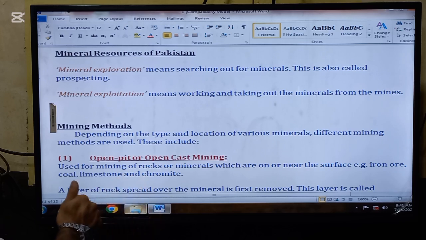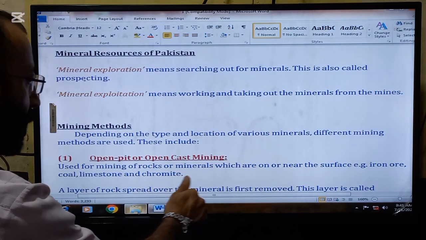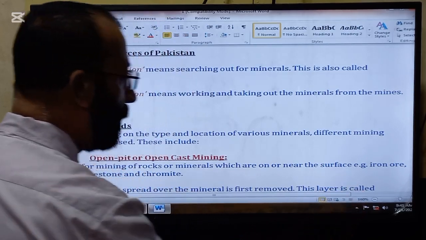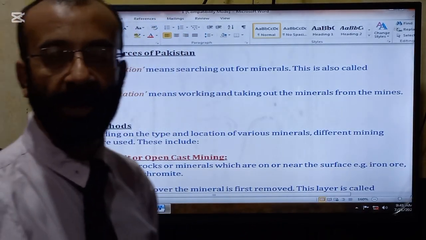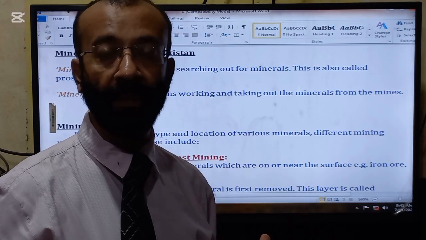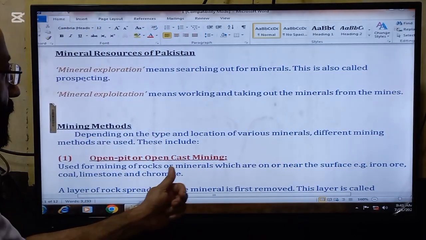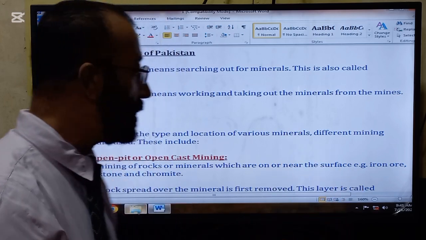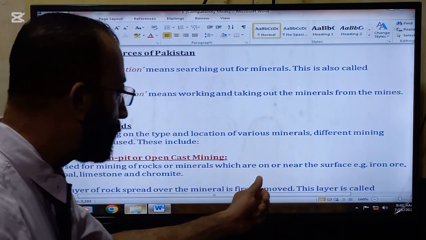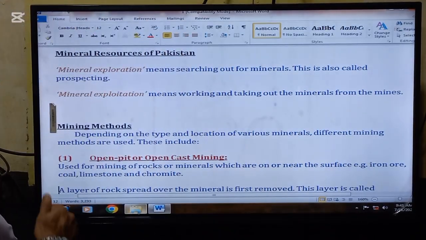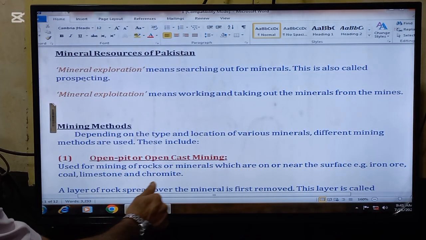This type of method is used for mining of rocks or minerals which are on or near the surface of the earth. So this is very important to learn. This is the first point for open pit or open cast mining. This is done for minerals which are on or near the surface. For example, iron ore, coal, limestone and chromite.